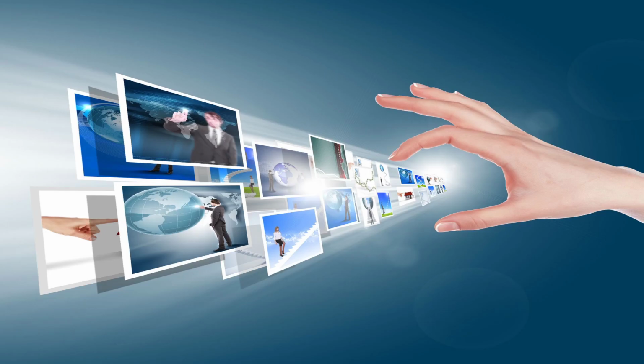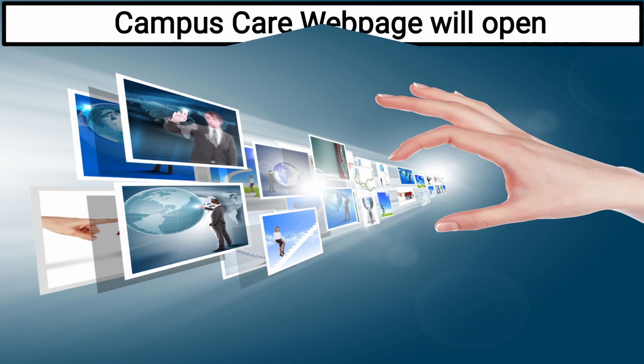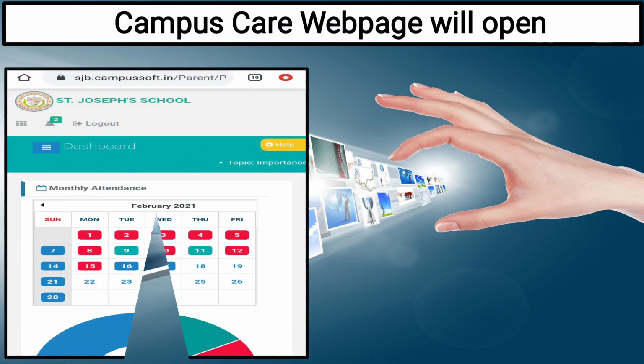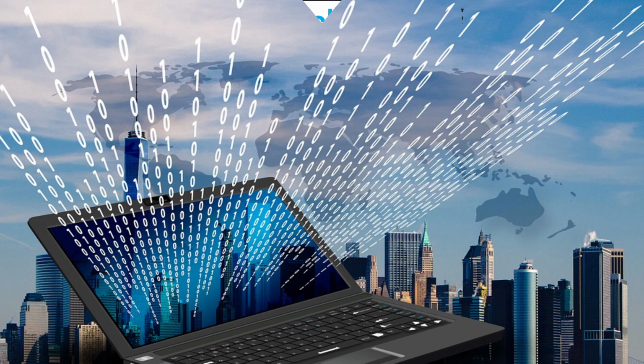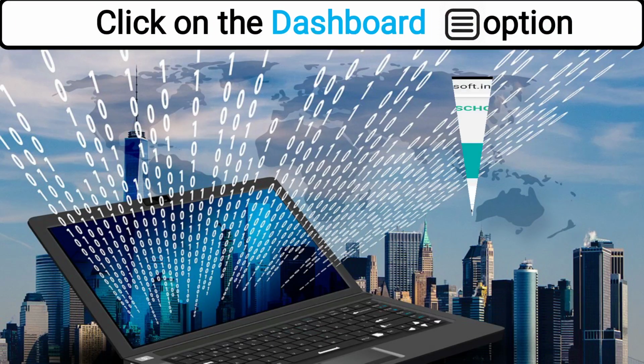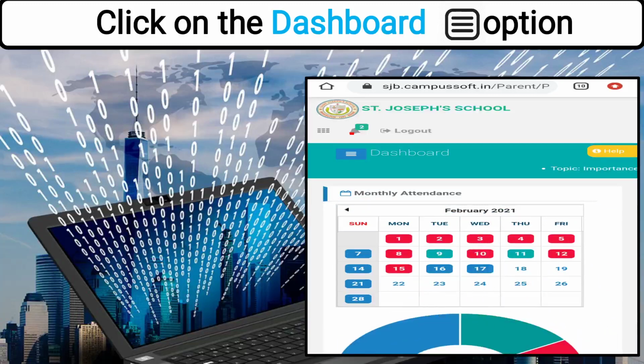As you sign in, the Campus Care web page will open. As you can see in the image, this page will open in your mobile or on your laptop. After that, what you have to do is click on the dashboard menu option, as you can see shown by the arrow mark.